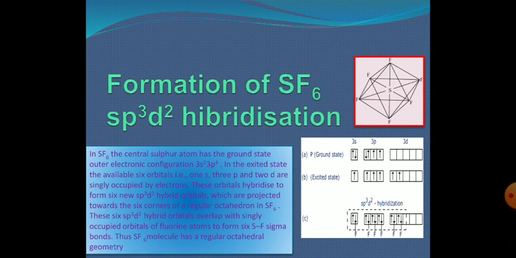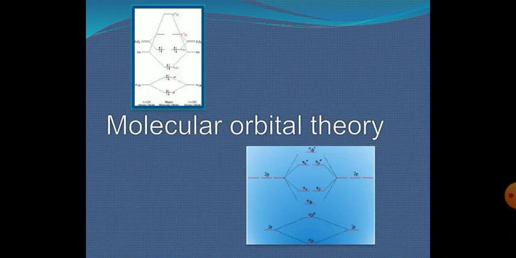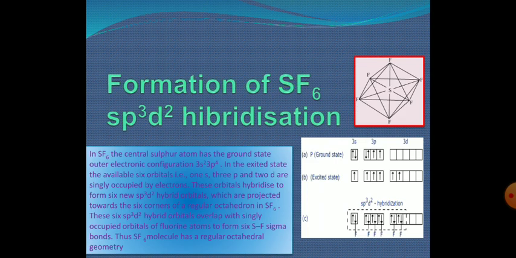combine with the corresponding sulfur orbitals, which is shown in the slide. So there is a formation of sp3d2 orbitals. This is one of the examples of sp3d2 hybridization that we have explained here, that is SF6.